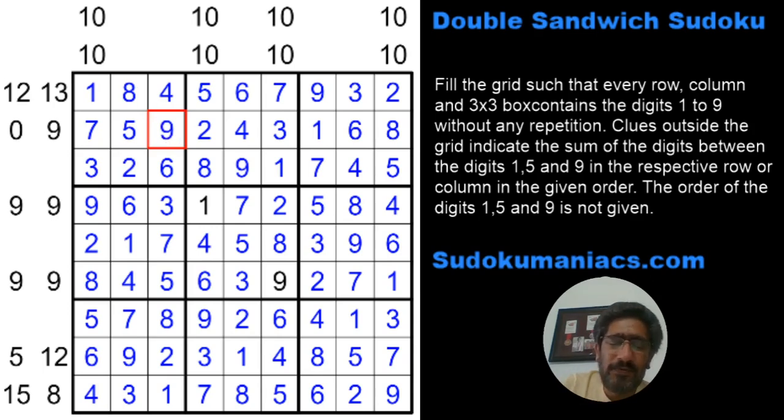Such a beautiful puzzle, I tell you. The way, I mean, the initial 15 to, I would say, 15 to 20% of the solving time, we were just marking out pencil marks and all.